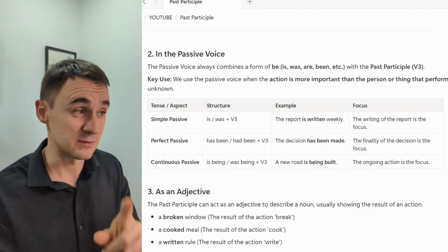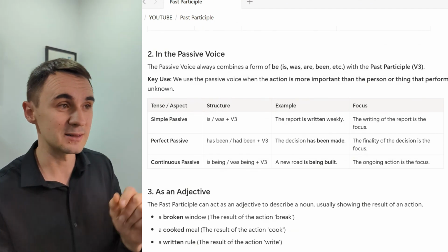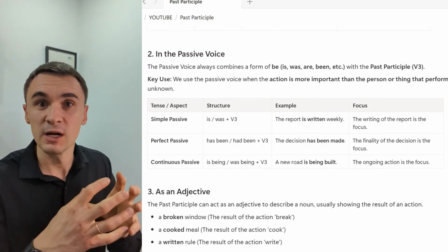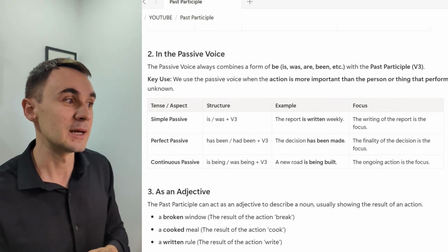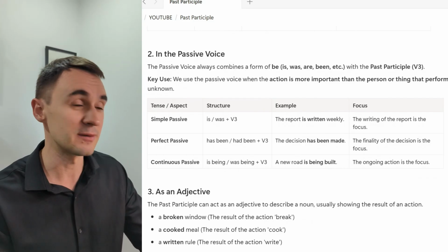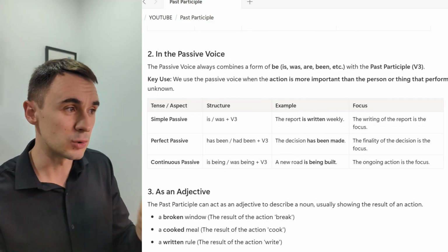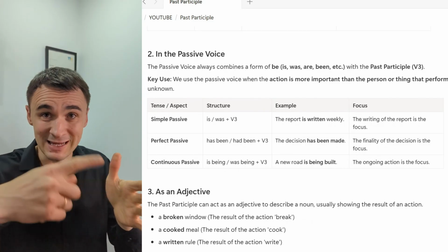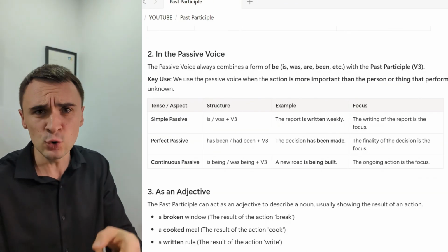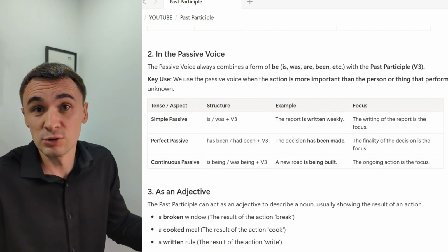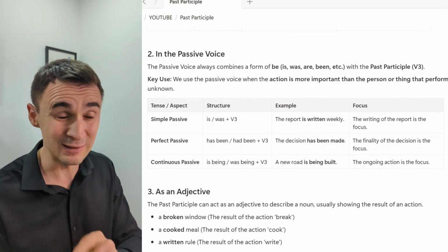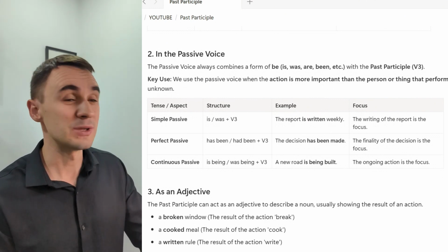And continuous passive. Here, a very interesting one, we add the verb to be and the word being to communicate this continuous action, right? Or was being plus V3, third form, of course, yeah? For example, a new road is being built. So it's in the process of building, so it is being built. But we don't care who is building it, or we don't know who's doing that action, right? So the ongoing action is the focus in this case, okay? So that's about passive voice.